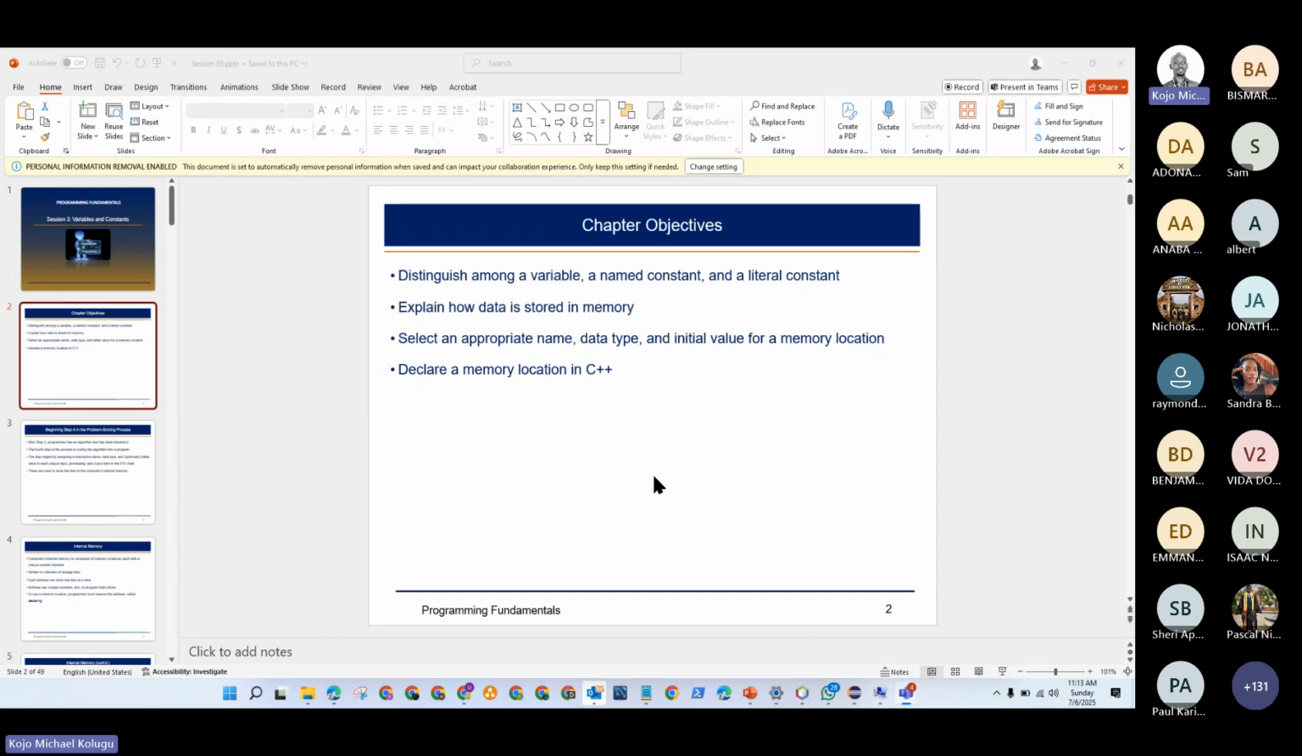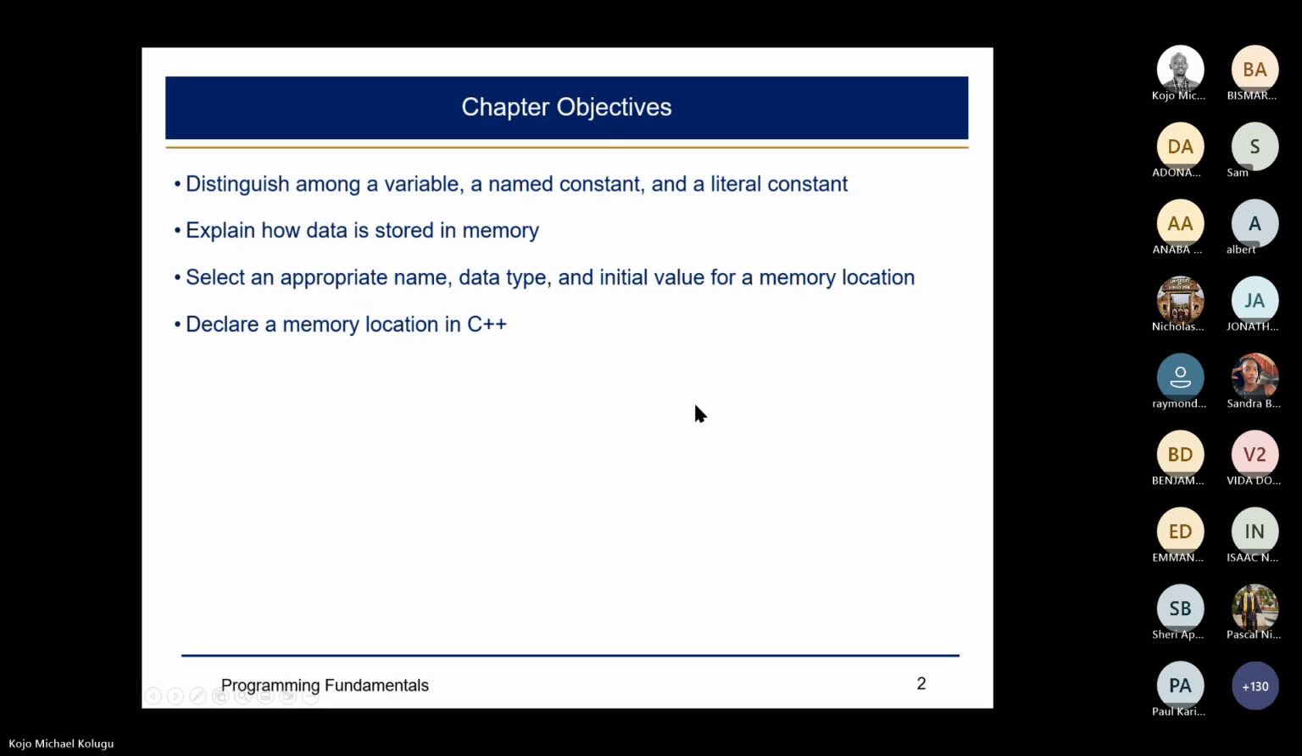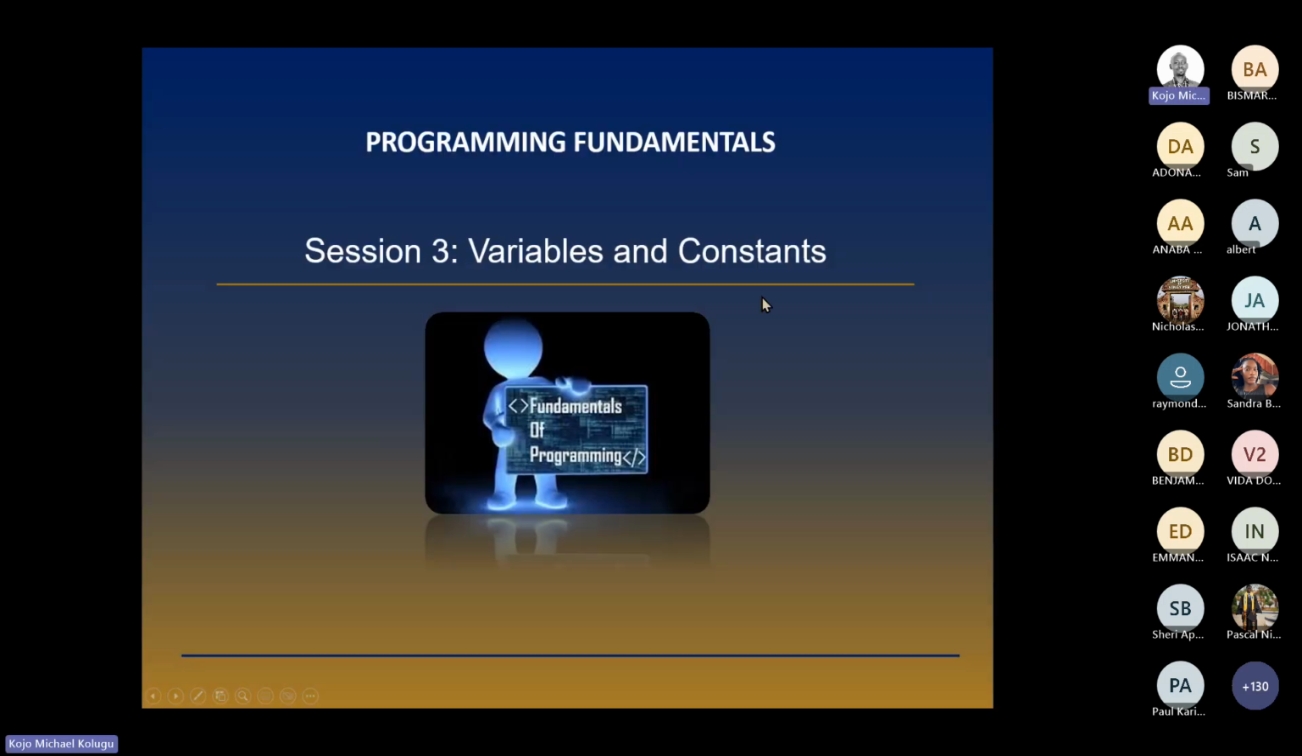Okay. So today's objectives: today we're going to look at variables and constants. Variables and constants are all memory locations. They are memory locations that hold certain values. But depending on the changeability of the value, we call it a variable or we call it a constant. Now, what do I mean?